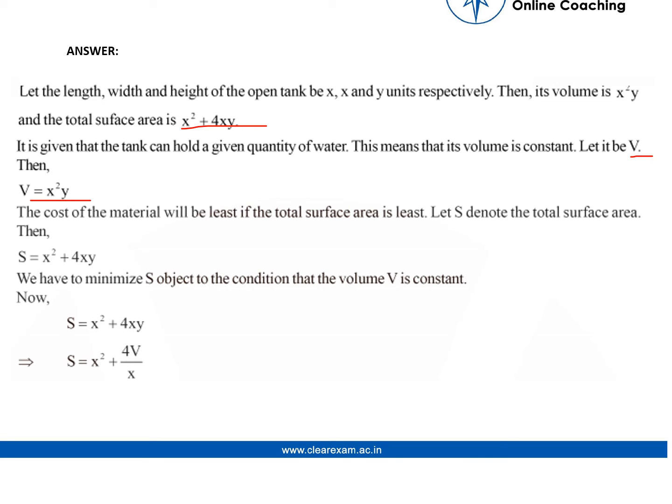The cost of the material will be least if the total surface area is least. Let S denote the total surface area. Then the surface area is S equal to x squared plus 4xy. We have to minimize S subject to the condition that the volume V is constant. Now S is equal to x squared plus 4xy. Putting the value of y into this equation, S is equal to x squared plus 4V upon x.